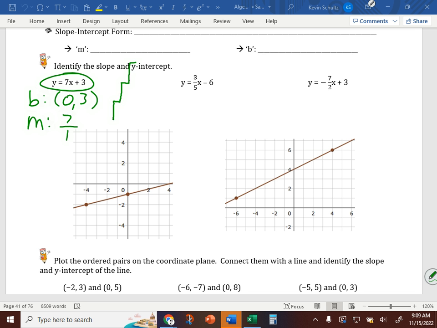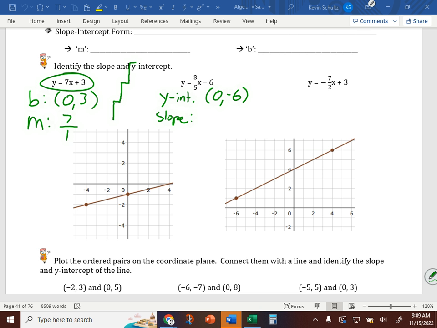The next one, y equals 3/5 x minus 6. We recognize slope-intercept form because it has that y by itself. We have an x term followed by a constant. What's the y-intercept? Same thing as the b. I just wrote it in its synonym. Negative 6. Again, this is a location, right? It's going to cross the y-axis at 0, -6.